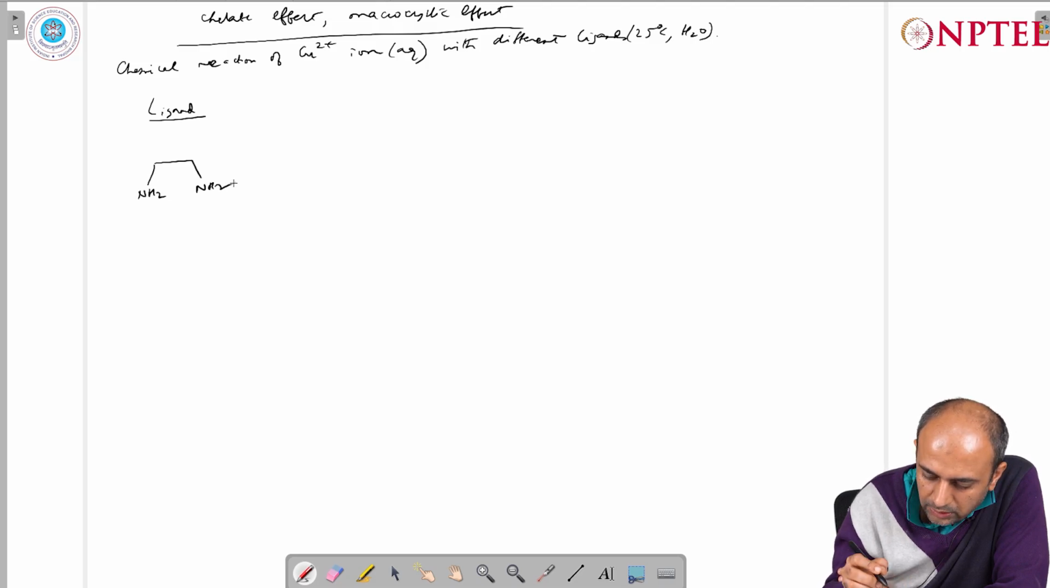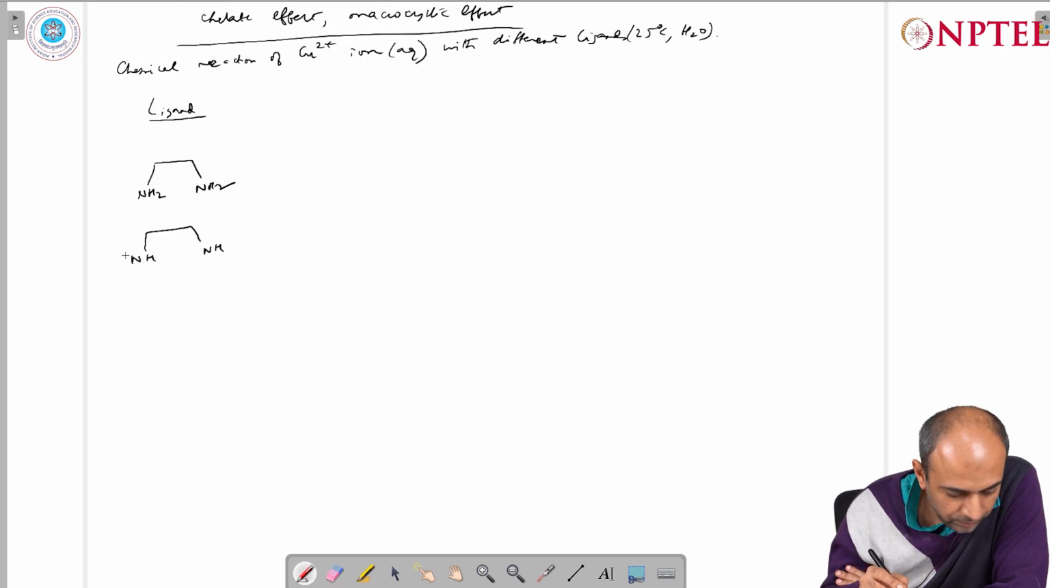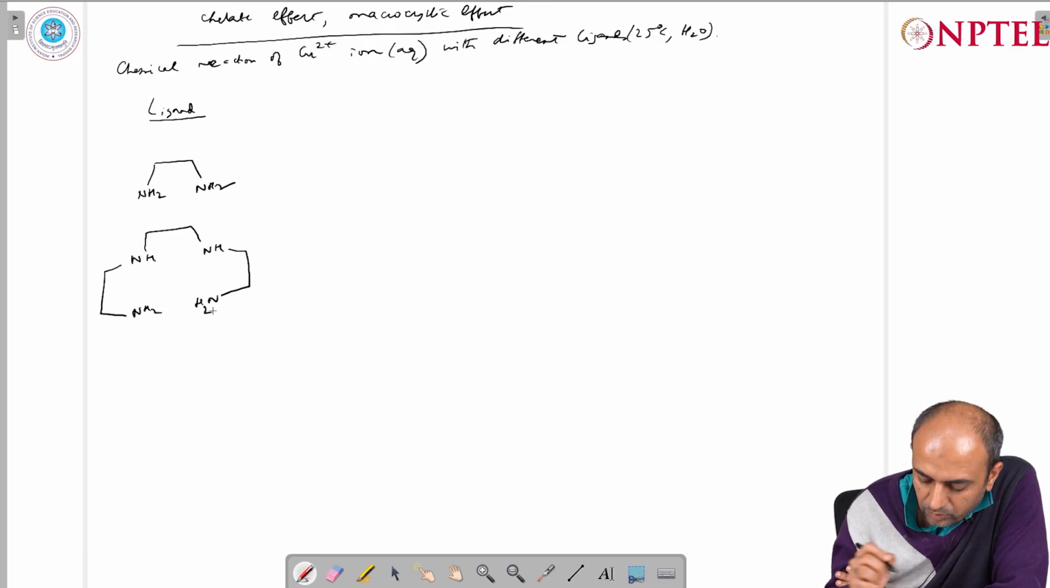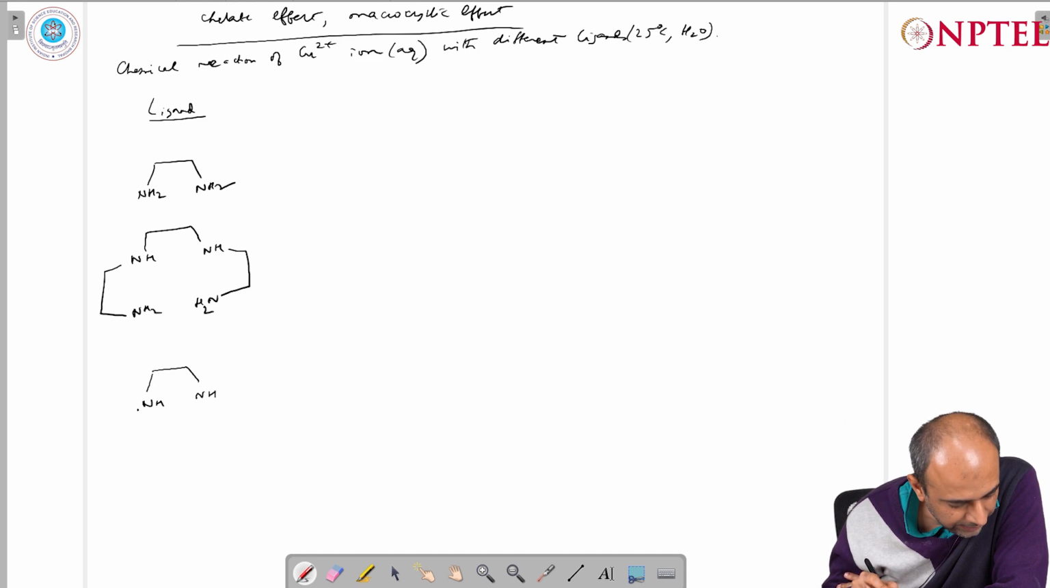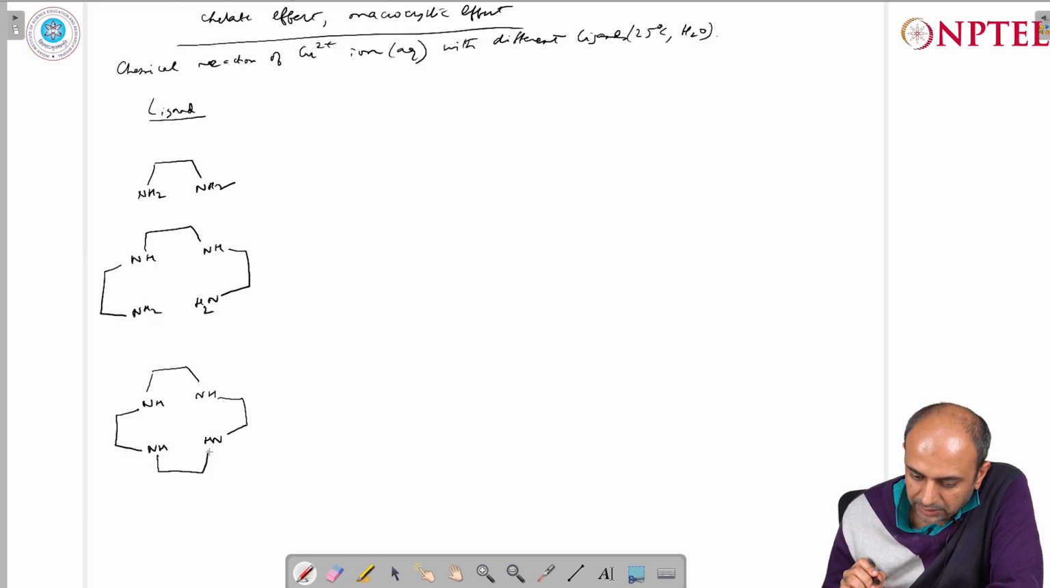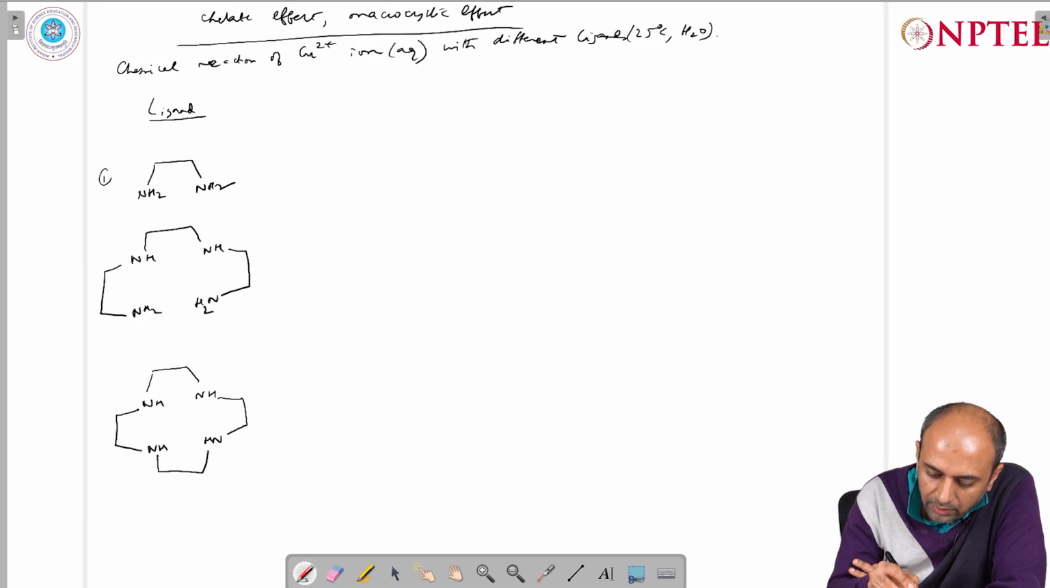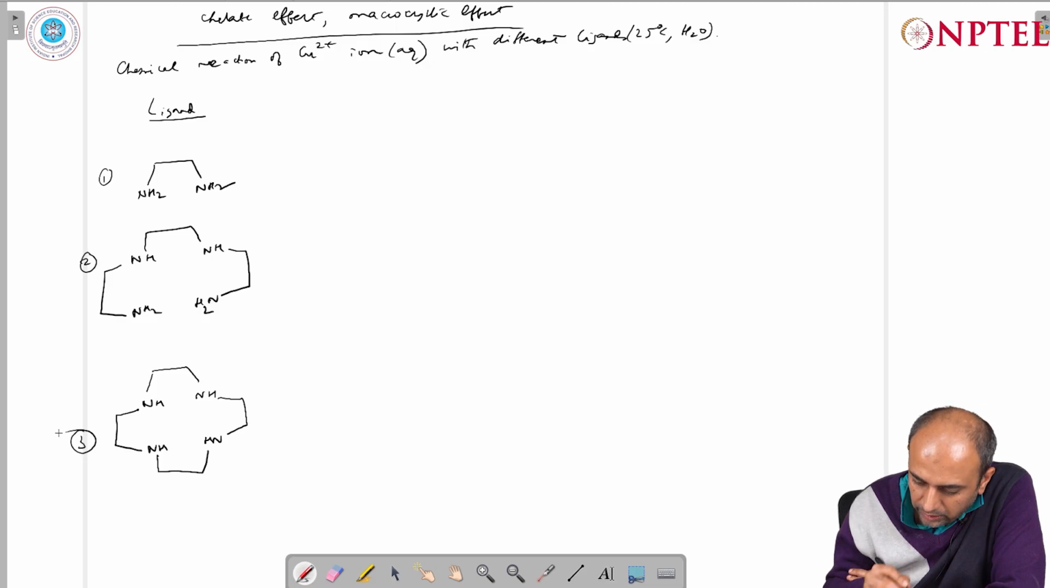NH2 NH2, this is ethylene diamine, this is an open chain conformation, okay. This is a podand, as we have discussed, and now we take the corresponding cyclic ligand as represented below. So, we have the three ligands, ligand 1, ligand 2, ligand 3.